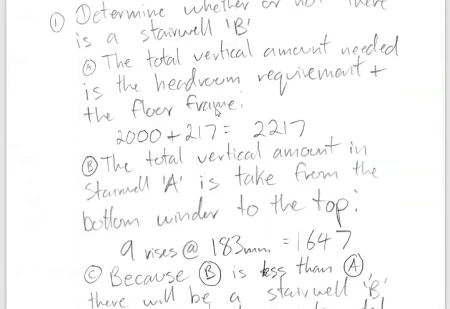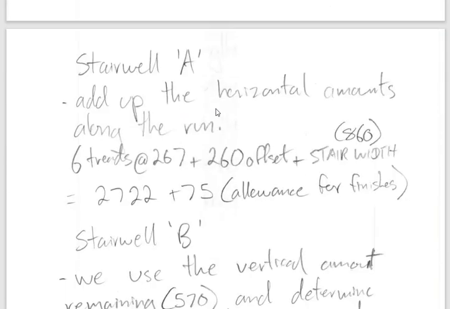Let's jump to the math here. Stairwell A, here you have it all written out. 6 treads at 267 mil, plus the 260 offset, plus the width of the stairs, which in this case is 860, giving us 2,722. Remember, when you're doing these calculations, that is a finished opening, and we will always add 75 millimeters to that to make it a rough opening, to give us a bit of wiggle room for whatever might be used to finish that stairwell. Okay, and that helps keep us within code.